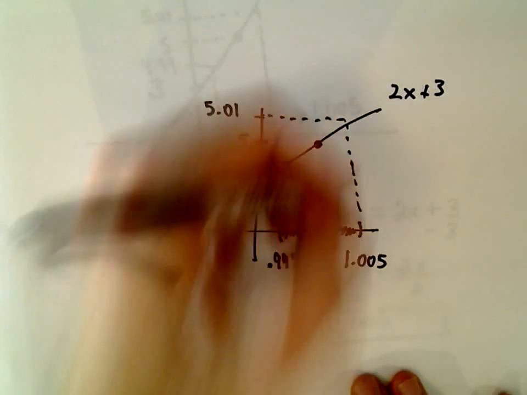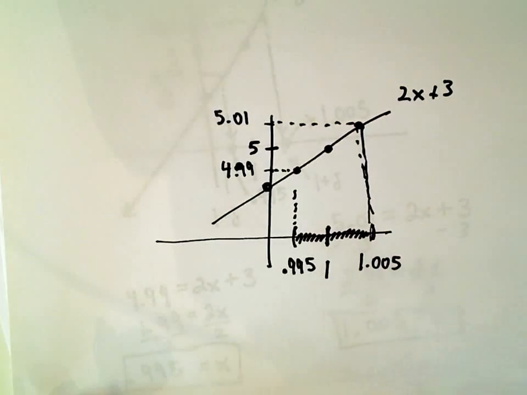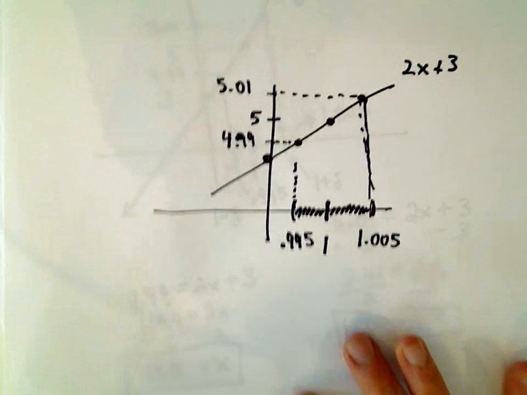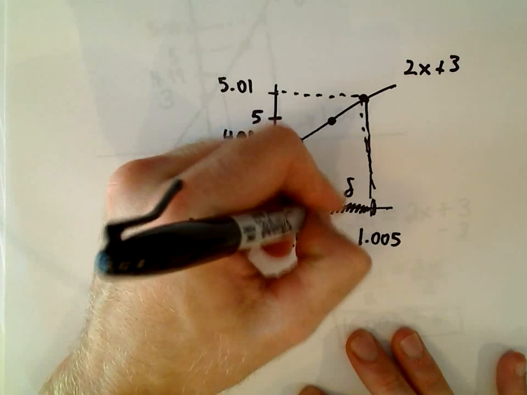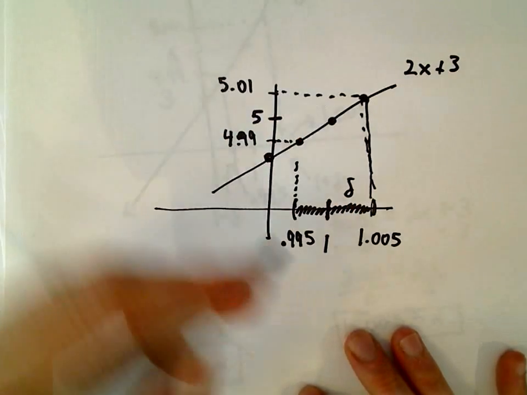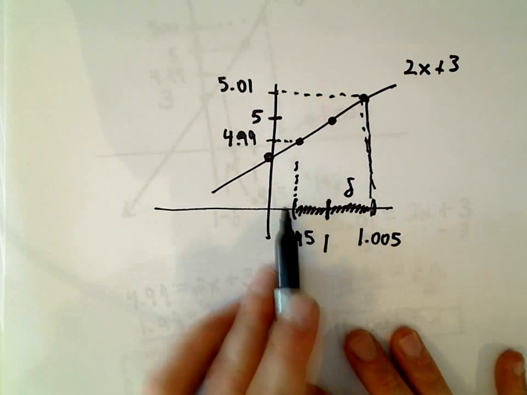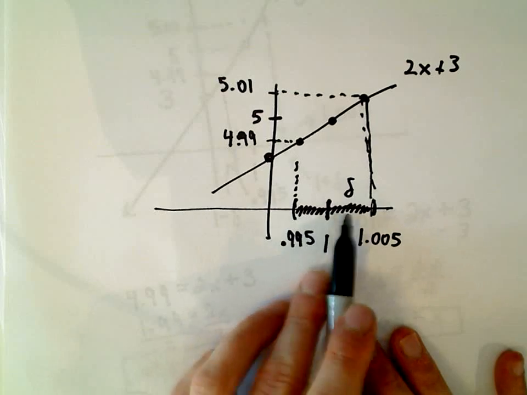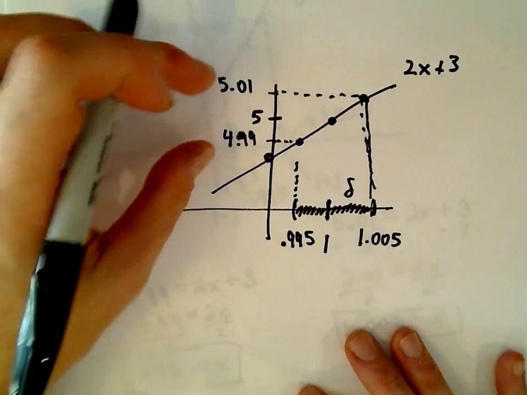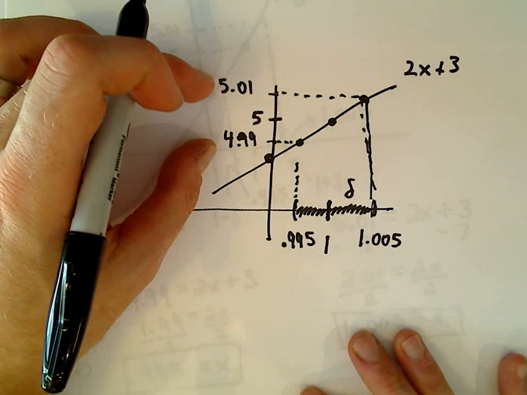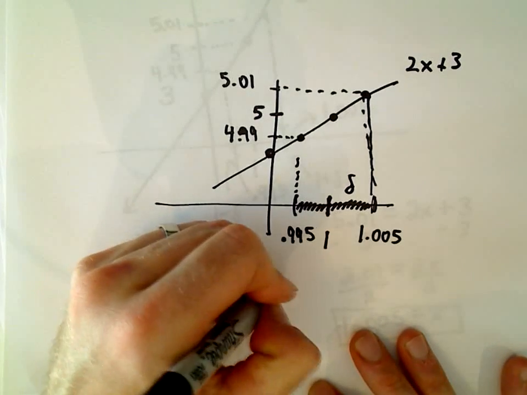Delta is the distance from your number 1 out to the endpoint. Notice in this case it's symmetric. If you go over 0.005 to the left or to the right, if you take any x-coordinate within 0.005 of the number 1, we're going to get y values that are within 0.01 of the number 5. So in this case, delta would simply equal 0.005.